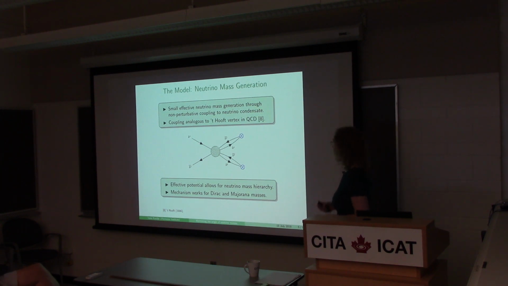And this will become interesting for astrophysics because we can actually find a way to distinguish Dirac from Majorana neutrinos from astrophysical data, which is something I want to talk about later. Okay, so this is the theoretical part of my talk.